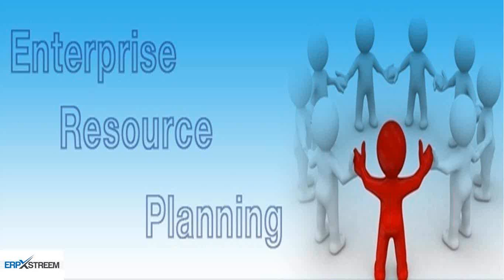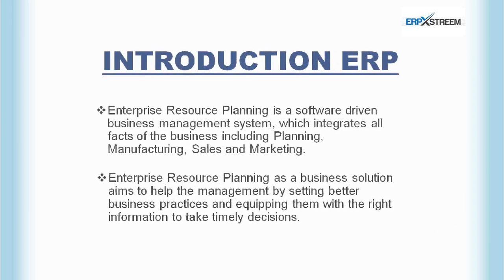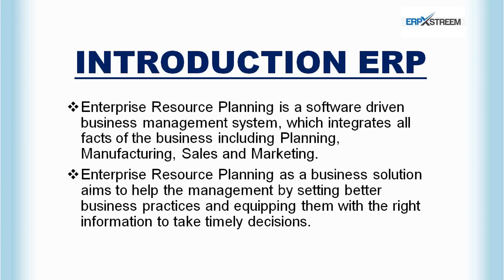That's all. The top management, sitting at one point, gets the report on a single click: what are the activities happening in which department? In SAP we call these modules. So top management will know with a click in which module what activity is going on. Overall, let us see the definition of ERP. ERP is a software-driven business management system which integrates all facets of the business including planning, manufacturing, sales and marketing.